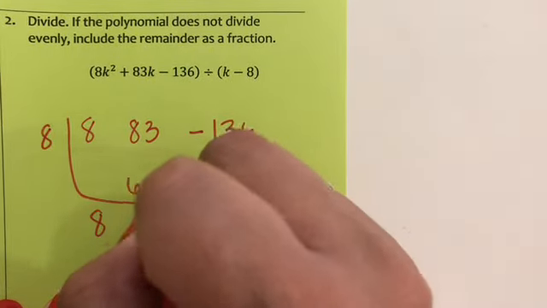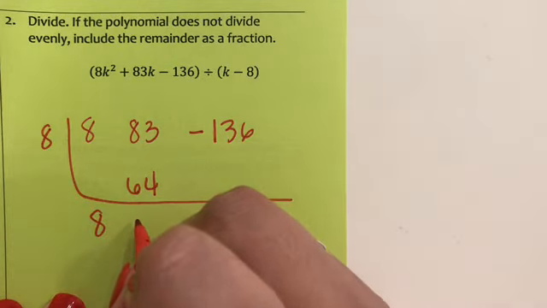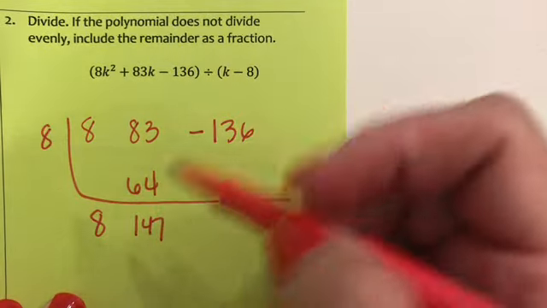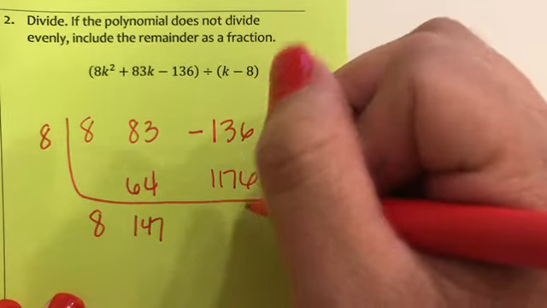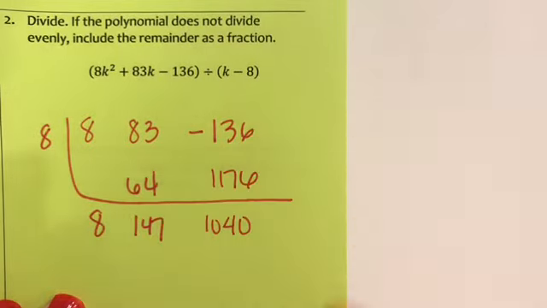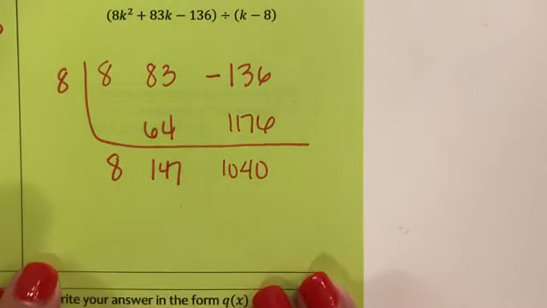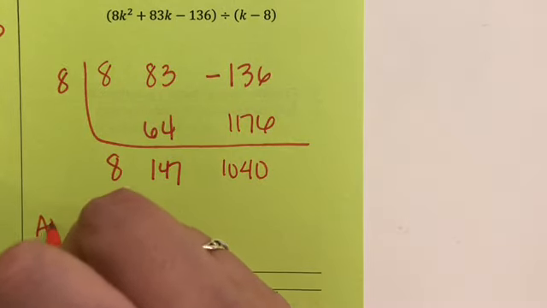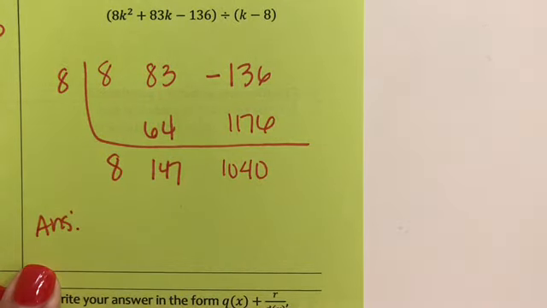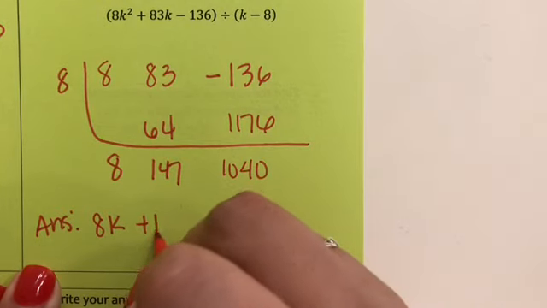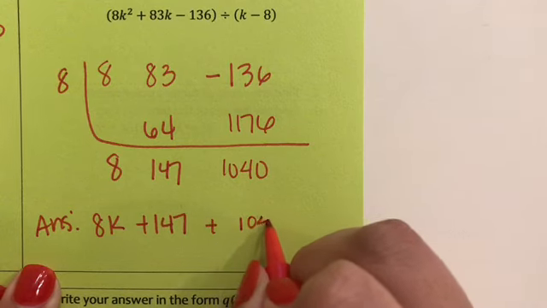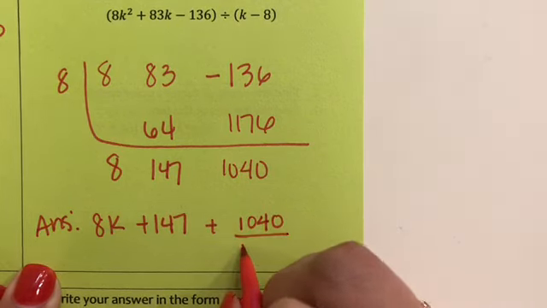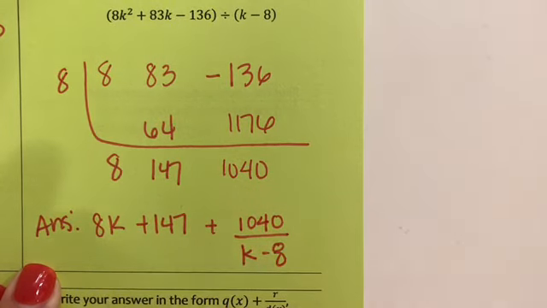8 times 8 is 64. 64 plus 83 is going to be 147. 8 times 147 is going to be 1176. You're going to add those two. You're going to get 1040. So we're going to set up our solution. So our answer is going to be 8k plus 147 plus 1040 over k minus 8. This whole thing is our solution.